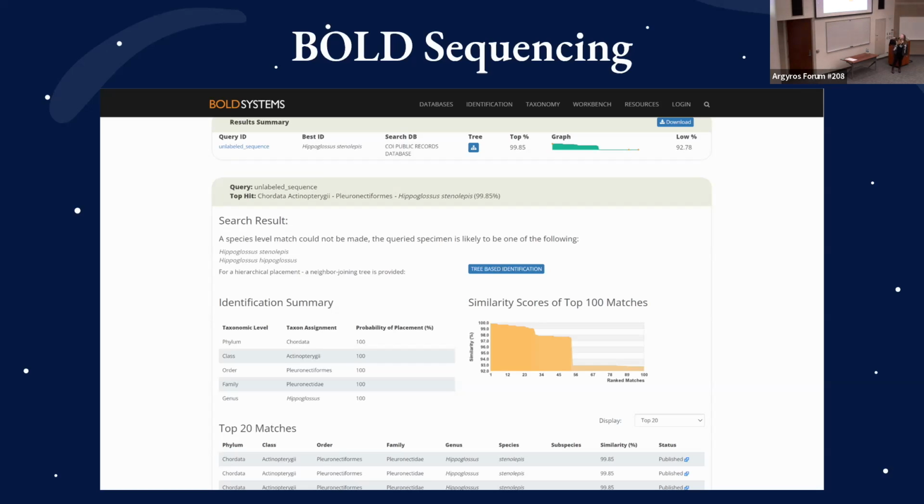I want to point out the similarity, which there's a, I don't know how to use that pointer thing, but the similarity percentage is how, once we put in the DNA sequence, this is how similar this is to that genus and species that it comes back to us with.